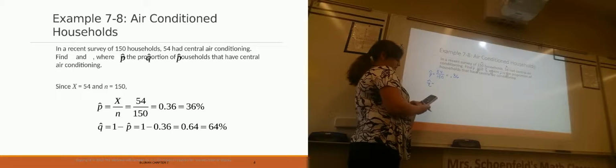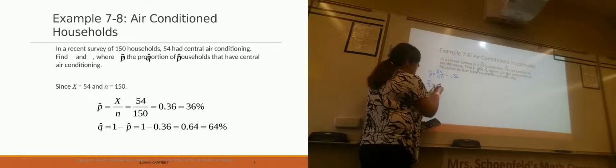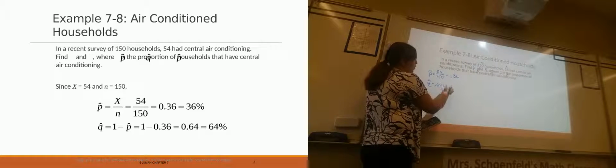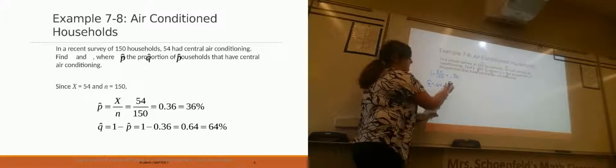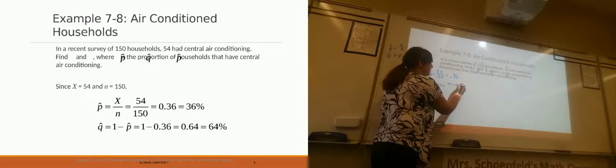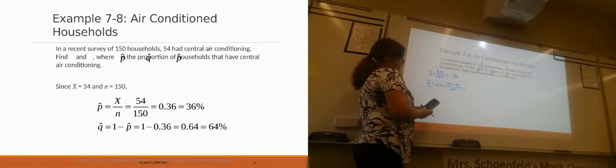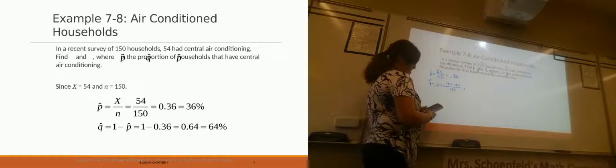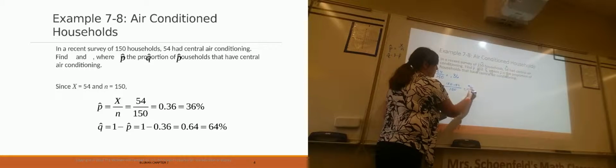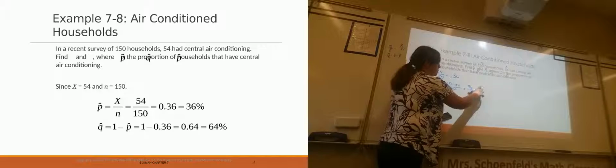We could have just done 1 minus 0.36 to get 0.64. Or we could have done 150 minus 54 all back over 150. We still get 0.64. So 150 minus 54, oh hey, look, that would have been 96 over 150. So P and Q are the same still. They're just always the opposite of each other.